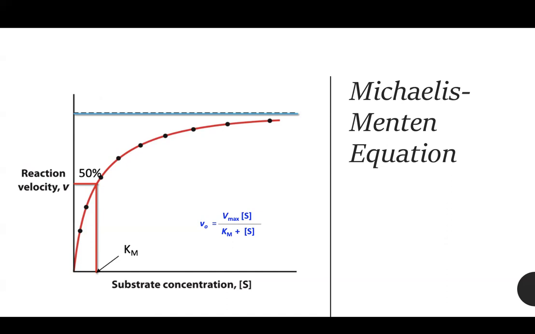The smaller Km is, the higher an enzyme's affinity for a substrate, because that means we require less substrate to reach half of reaction velocity, and vice versa. So if Km is really high, then the enzyme affinity is really low.